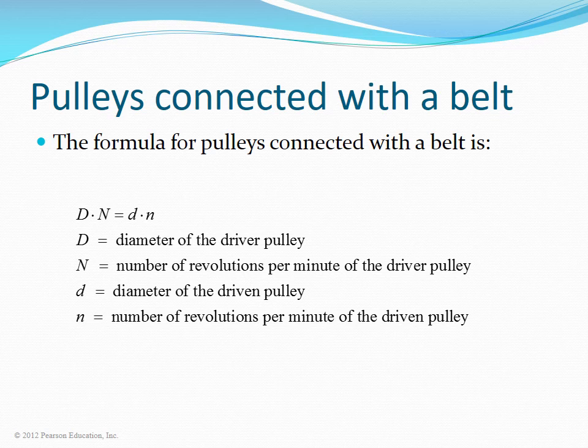The formula for pulleys connected with a belt is big D times big N equals little d times little n, where big D is the diameter of the driver pulley, big N is the number of revolutions per minute of the driver pulley, little d is the diameter of the driven pulley, and little n is the number of revolutions per minute of the driven pulley.